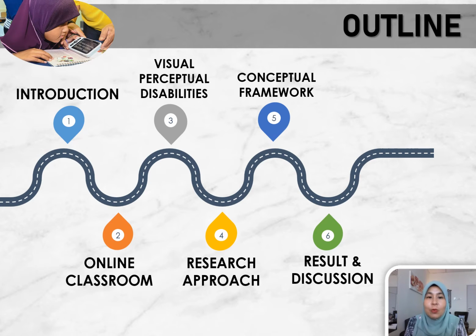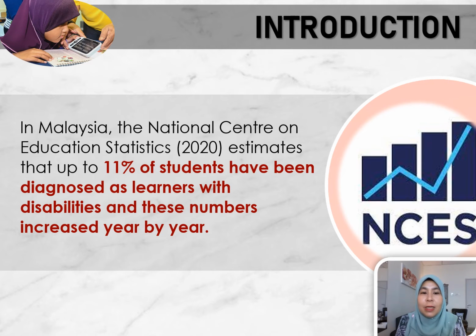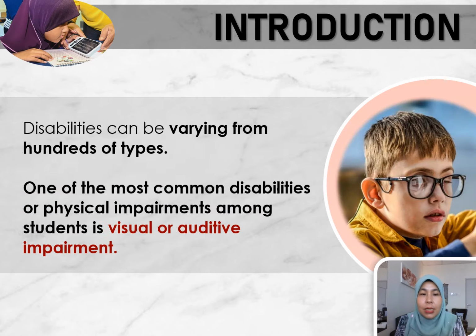The presentation will start with introduction, followed by online classroom definition, visual perceptual disabilities, research approach, conceptual framework, and research discussion. In Malaysia, the National Centre on Education Statistics 2020 estimates that up to 11% of students have been diagnosed as learners with disabilities, and these numbers increase year by year. Disabilities can vary in hundreds of types. One of the most common disabilities or physical impairments among students is visual or auditive impairment.